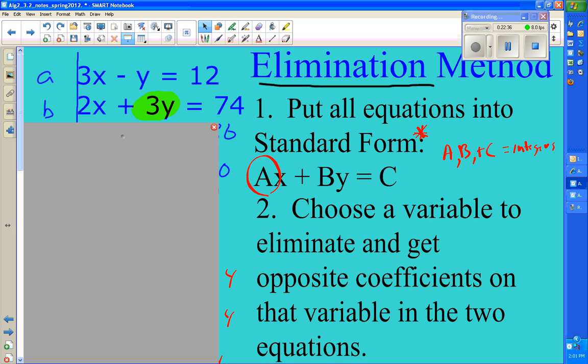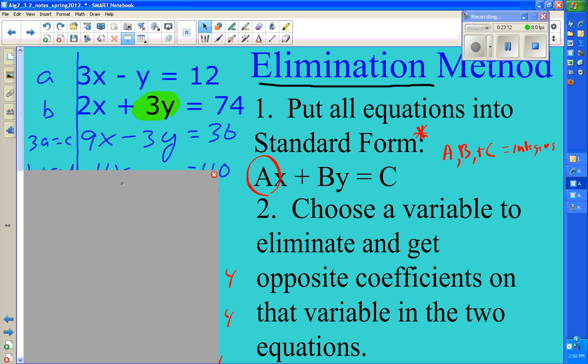I have x's, 3x and 2x. Coefficients are 3 and 2. What's the smallest number they both go into? 6. So I could multiply the first equation by 2 and the second one by negative 3. But when I look at the y's, I have a negative 1 and a positive 3. What's the smallest number 1 and 3 both go into? That means I only need to change one equation here if I get rid of the y's. So I'm going to multiply equation A by 3.